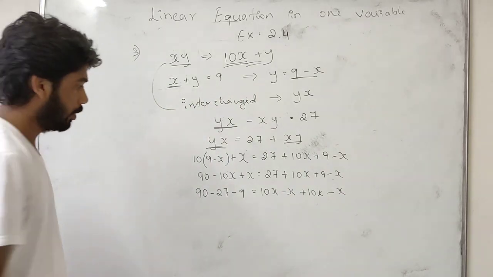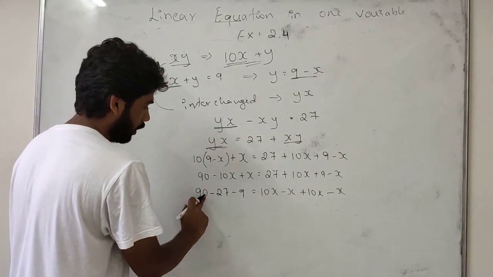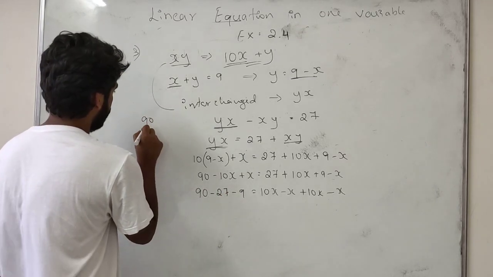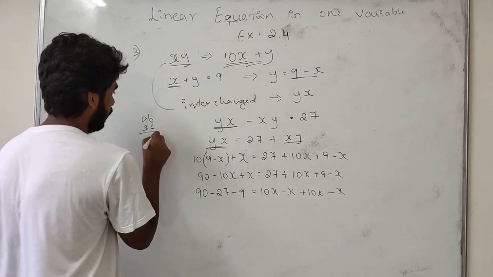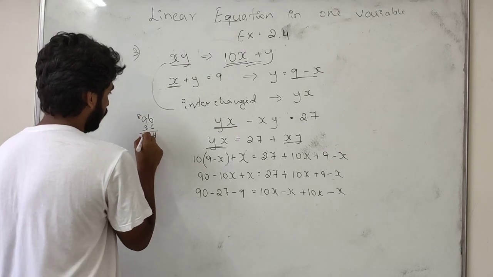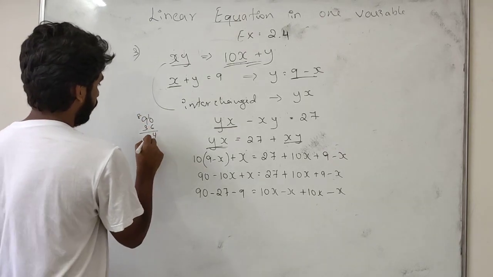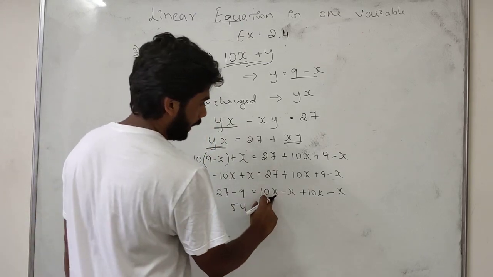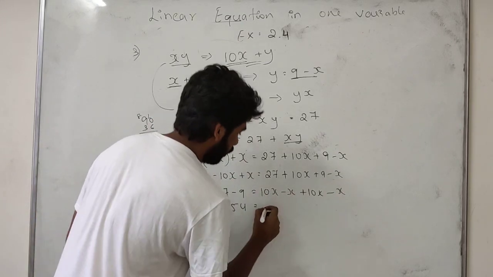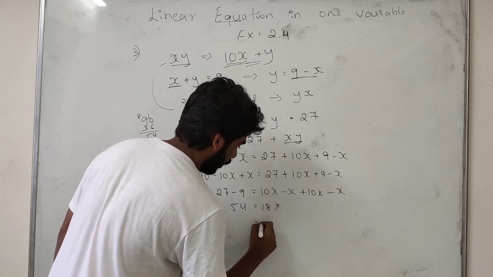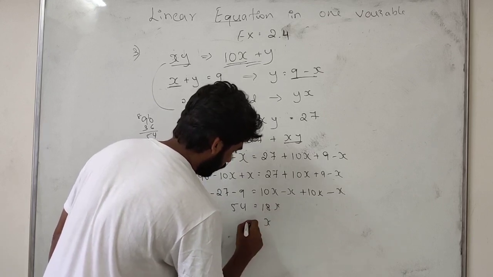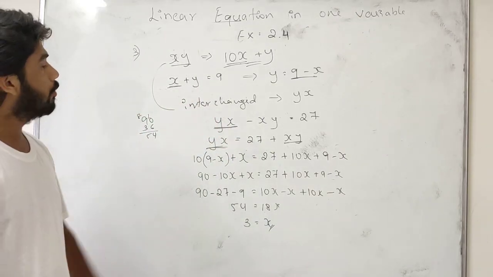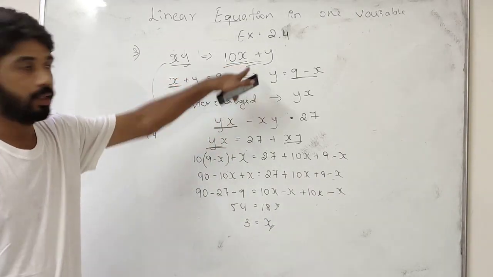Okay students, got this step? 90 minus 36, we will get 54. So here we get 54 is equal to 10x plus 10x, 20x, minus x and minus x, so it means 18x. So we will get the x value as 3. Now we have to find the number.